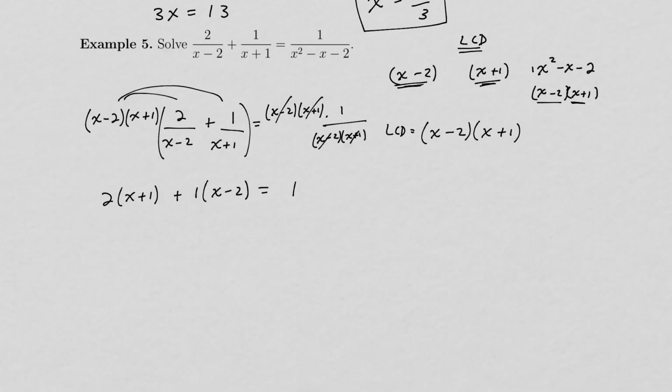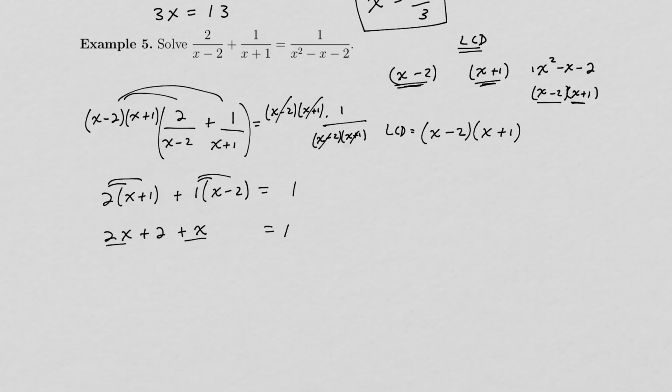So let me distribute in the 2. So I'm going to have 2x plus 2. Distribute in the 1, which is not going to do anything, right? So it'll still be x minus 2 equals 1. I'll combine like terms on the left-hand side. So 2x plus 1x is 3x. Oh, I have another negative x here, right? So, wait, did I goof this up here? Oh, no, I made a mistake here.